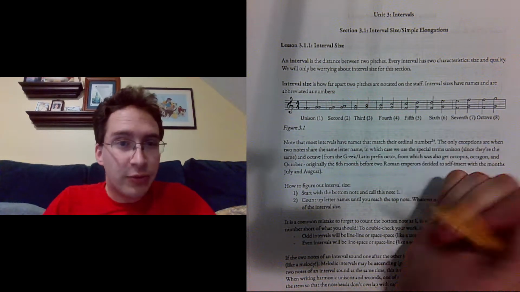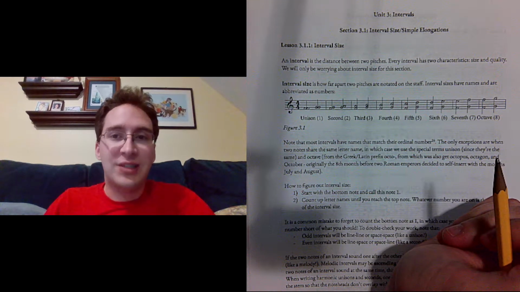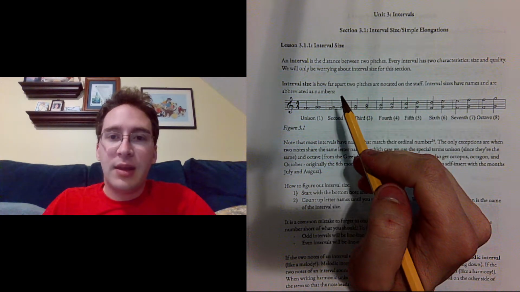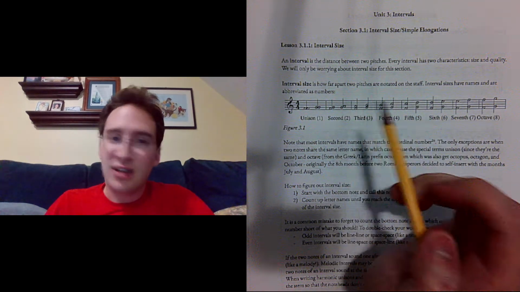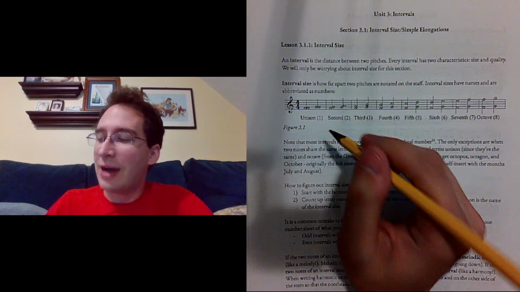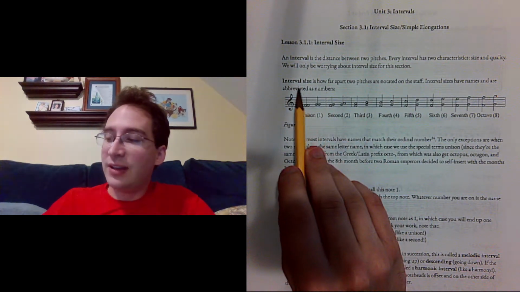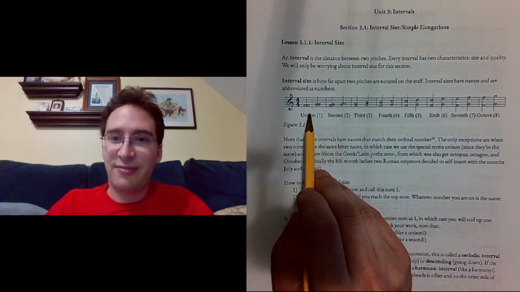First off, what's an interval? An interval is the distance between two pitches. So it's a measure of distance, and an interval size has to do with how we notate music. It has some relation to how the interval sounds, but it has more to do with how it's written. And specifically, interval size is how far apart two pitches are notated on the staff.